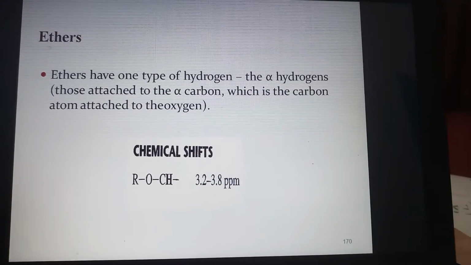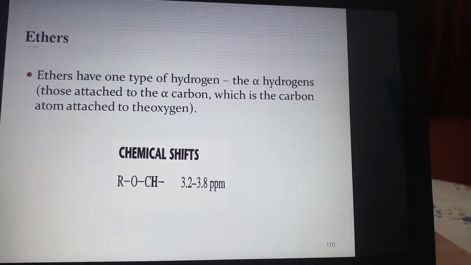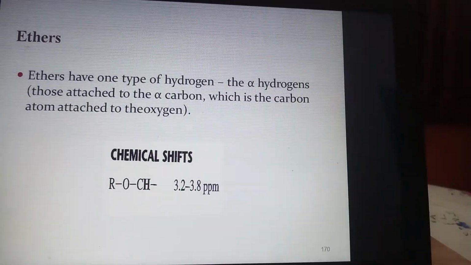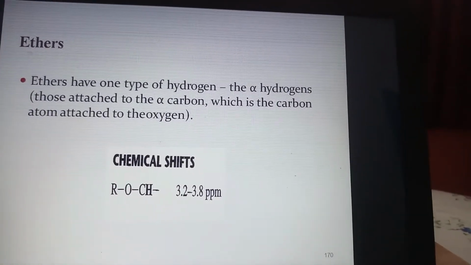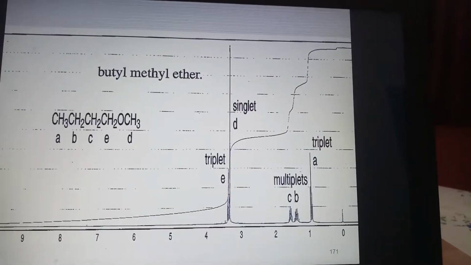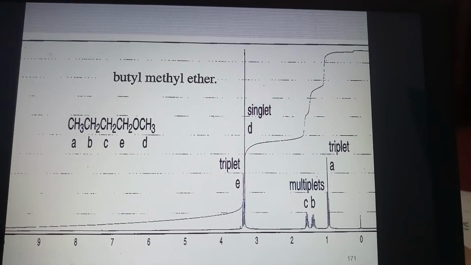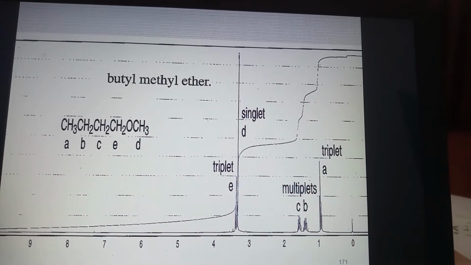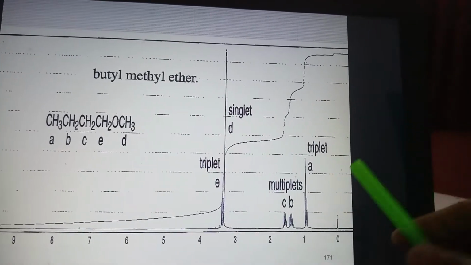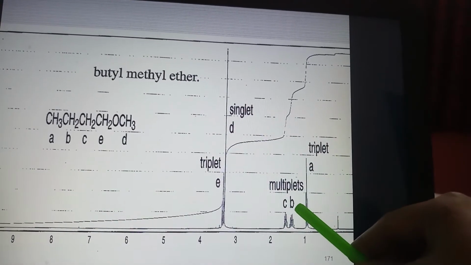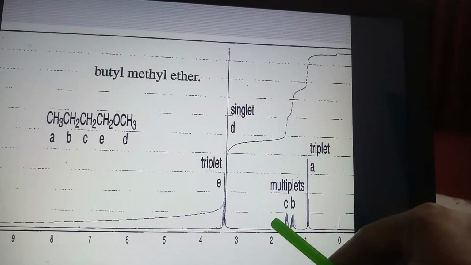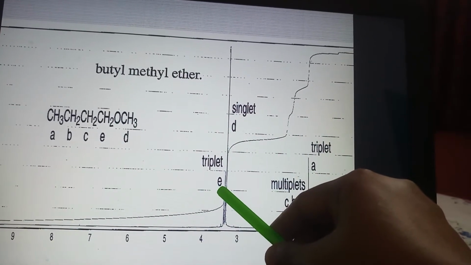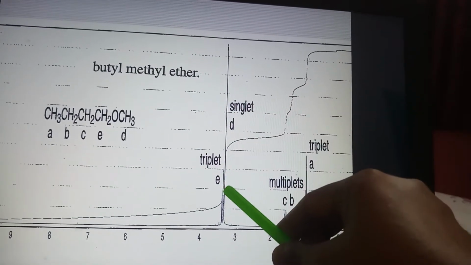Ethers have one type of hydrogen, the alpha hydrogens, and the chemical shift value for this proton is 3.2 to 3.8 ppm. An example is butyl methyl ether. You can see here 5 types of proton environment are there. It's for CH3, CH2, another CH2, and another CH2, and this is for CH3.